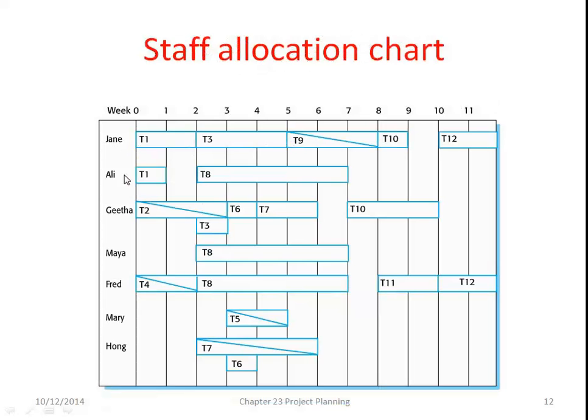And this is the staff allocation chart. Here the staff are listed: Jane, Ali, Geeta, Maya, and so on. Here the number of weeks is given. In the staff allocation, Jane is allocated T1, T3, T9, T10 and T12. Ali is allocated T1 and T8. So this chart is called a staff allocation chart.